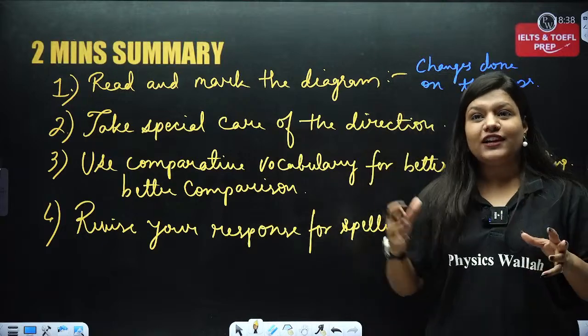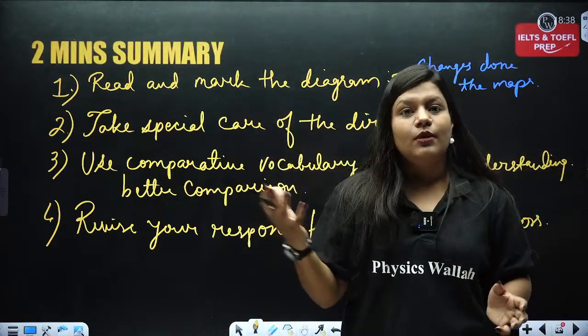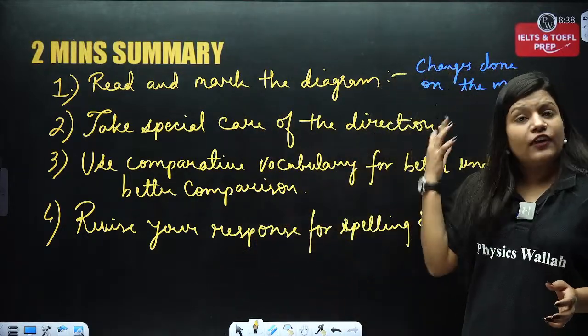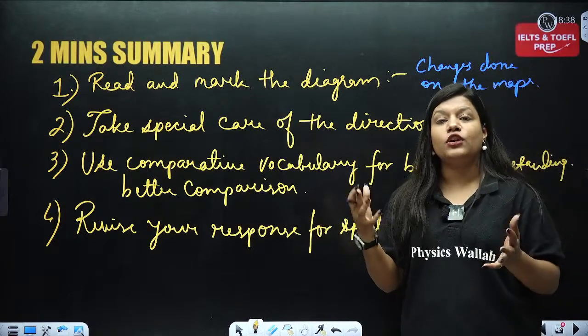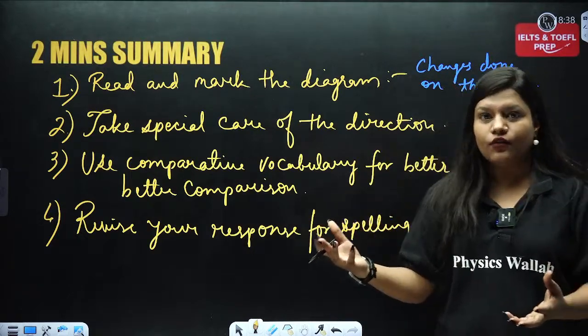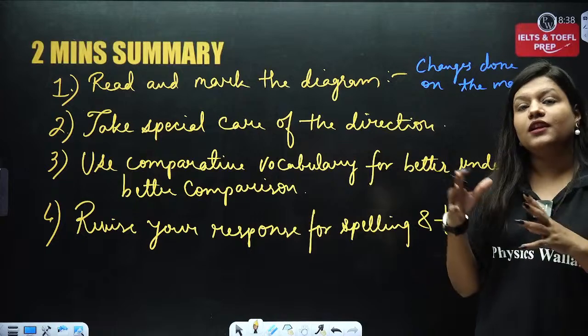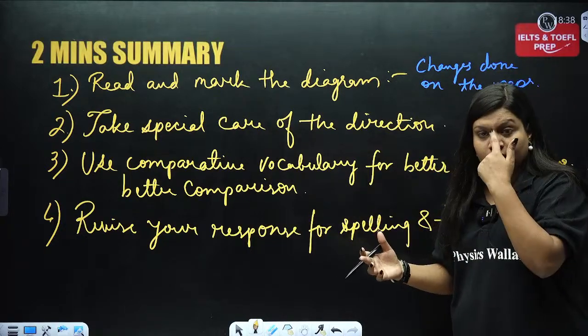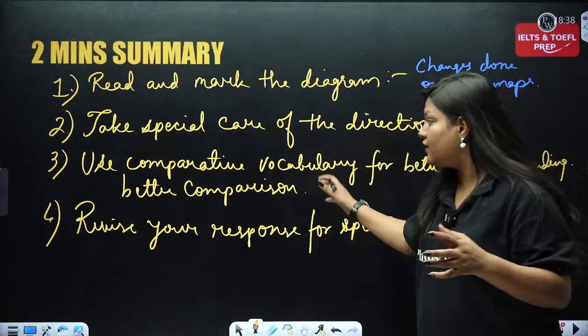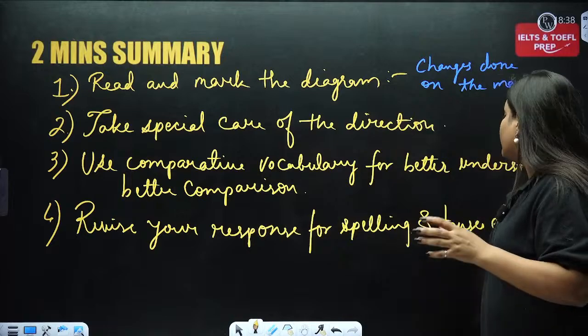So you know that in a map, it is all the game of comparison only. If you fail to compare in a map, then definitely you will not be able to get the band that you are aiming for, because there is a lack of understanding and lack of coherence, right? So you need to be very precise in that. Also revise your response for spelling and tense errors.